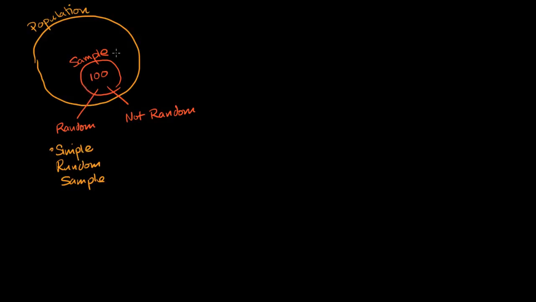We are just going into this whole population and randomly, let me just draw this. So this is the population. We are just randomly picking people out, and we know it's random because a random number generator, or we have a string of numbers or something like that, is allowing us to pick these students.